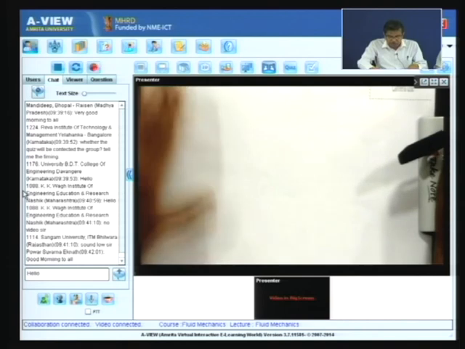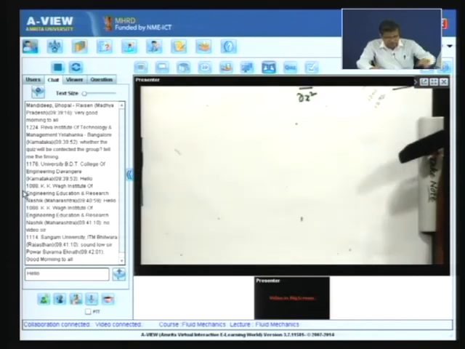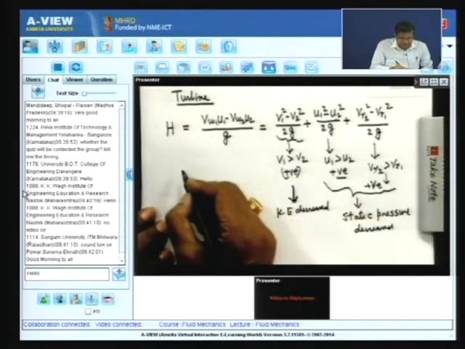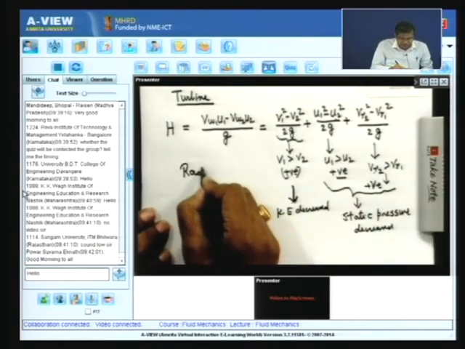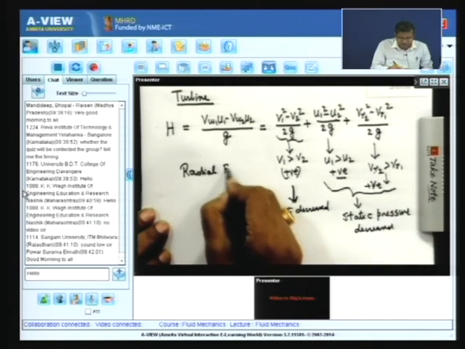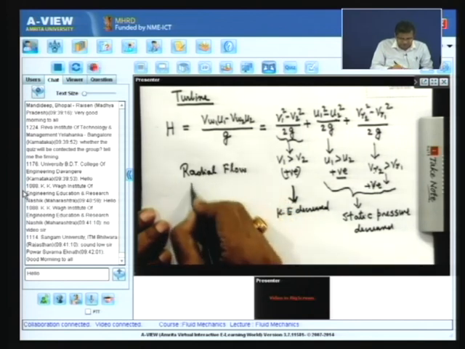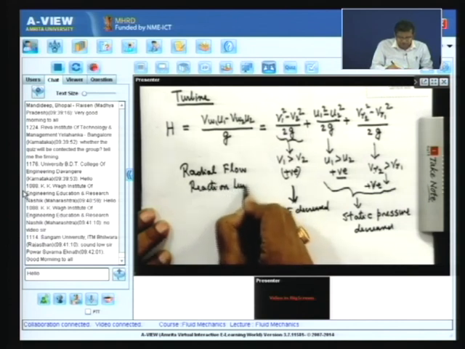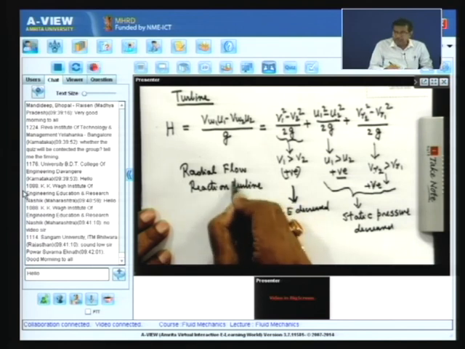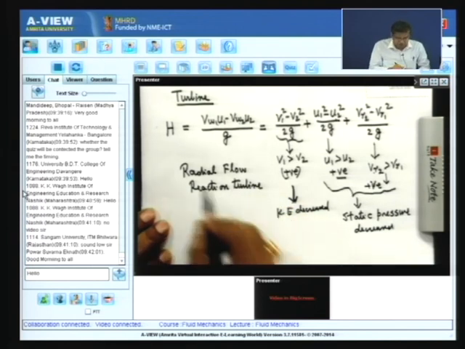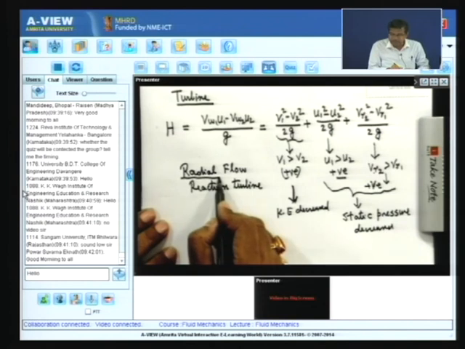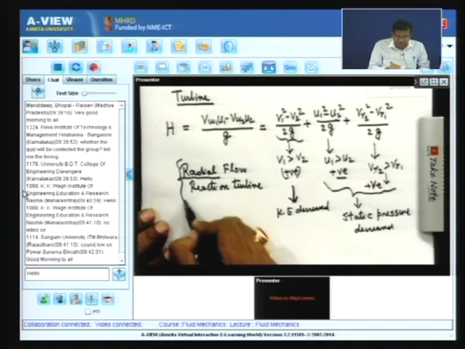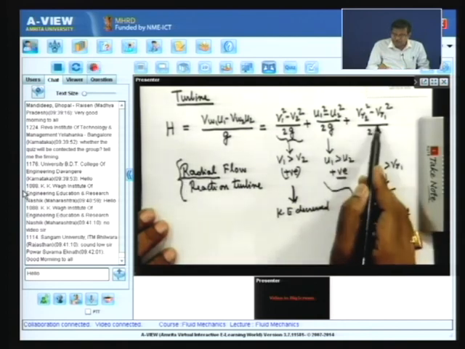Now, next which we will discuss is this. Based on this, we will discuss first a radial flow reaction turbine. This is known as radial flow because the flow is mainly in the radial tangential direction. It is not purely radial, it has got both radial and tangential component, as I will discuss now, but it is known as radial flow reaction turbine, where these terms are non-zero in the runner.